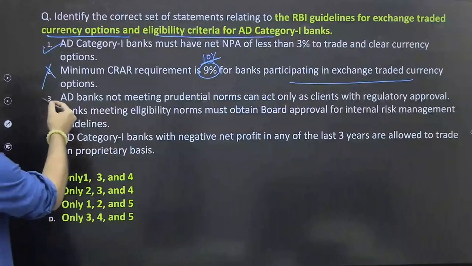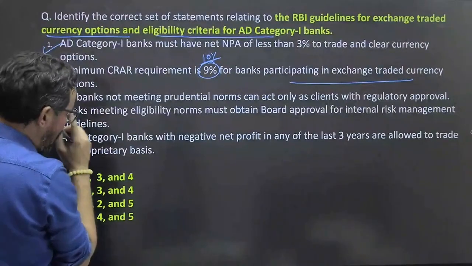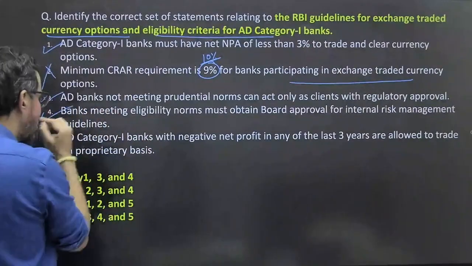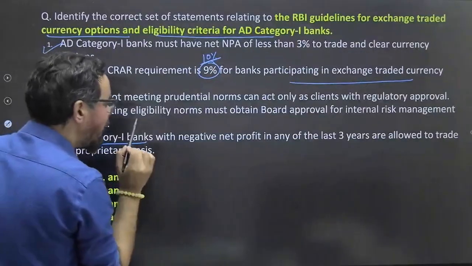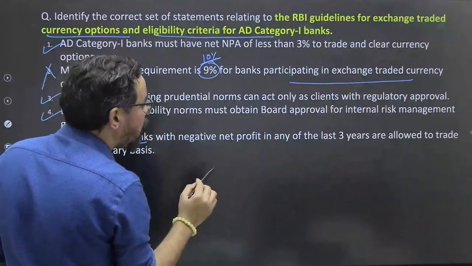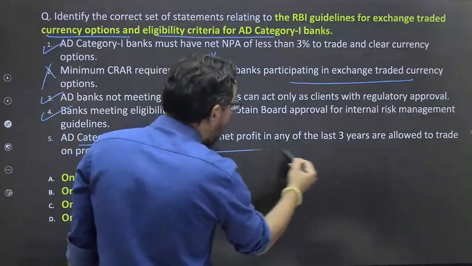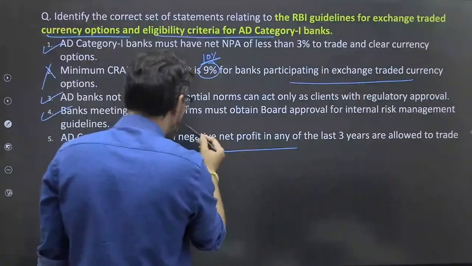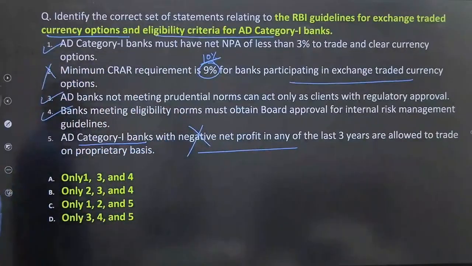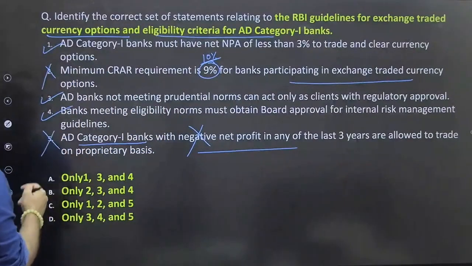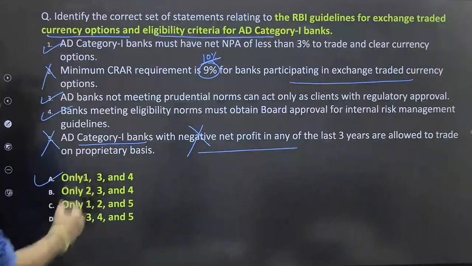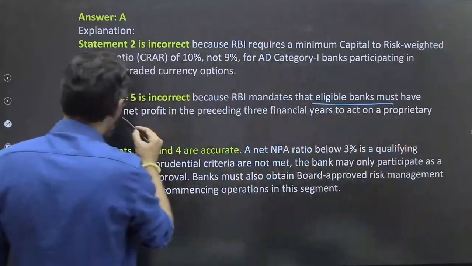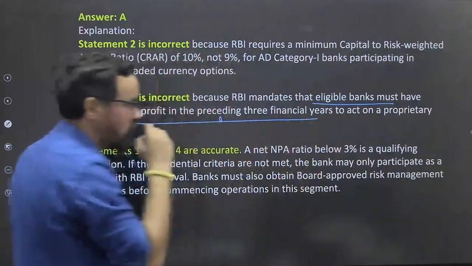This statement is right. Banks meeting eligibility norms must obtain board approval for internal risk management guidelines. Authorized dealers category 1 bank with negative net profit in any of the 3 years allowed to trade in currency options? It should be positive first of all. Okay, so positive net profit for the last 3 years, that is the guideline. So 1, 3, 4 means option A should be the right answer for this one. Because the mandate is that an eligible bank must have a net profit record for the preceding 3 financial years, not the negative one.